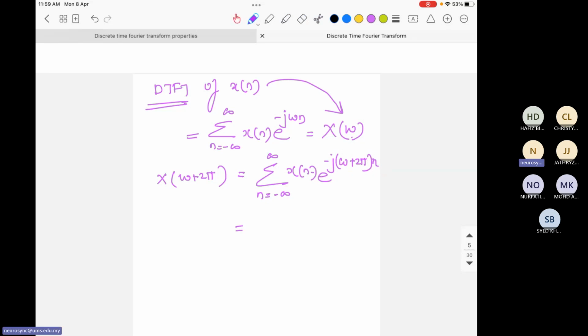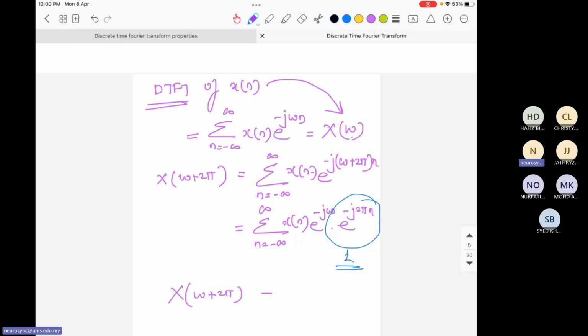Okay, now if I split this term, the summation from n equal to minus infinity to infinity of x of n, e to the power minus j omega n, into e to the power minus j 2 pi n. Okay, the value of e to the power minus j 2 pi n is nothing but what? This has unit value. Therefore, you can say that X of omega plus 2 pi is nothing but X of omega. Okay, this is true for all omega.